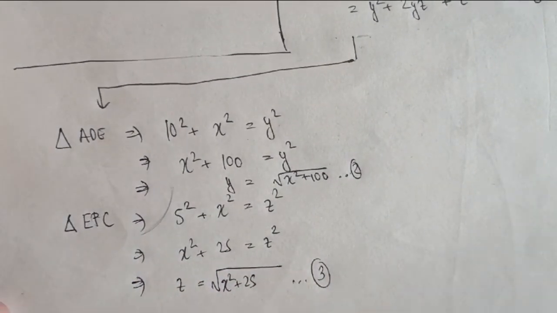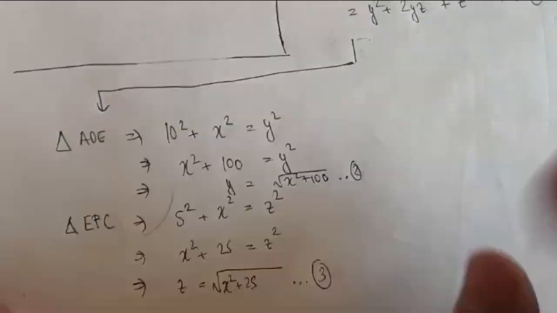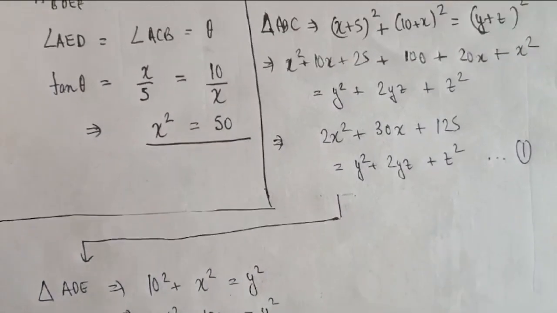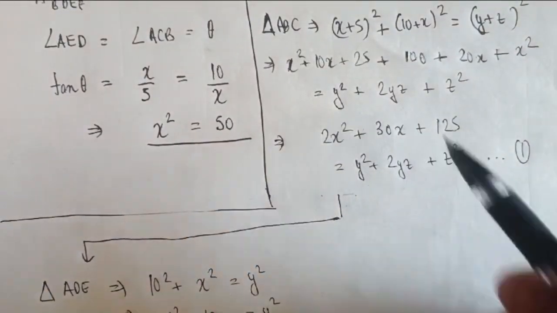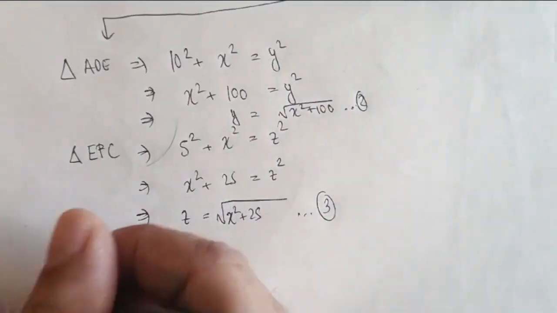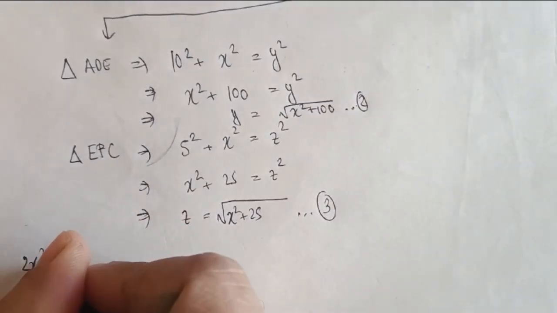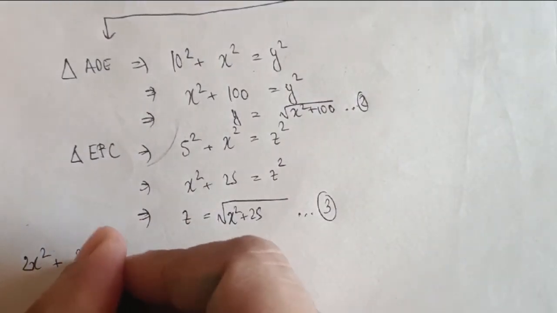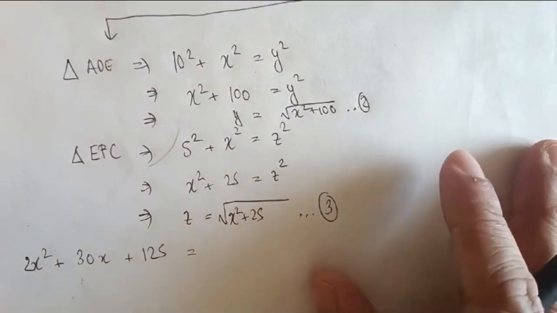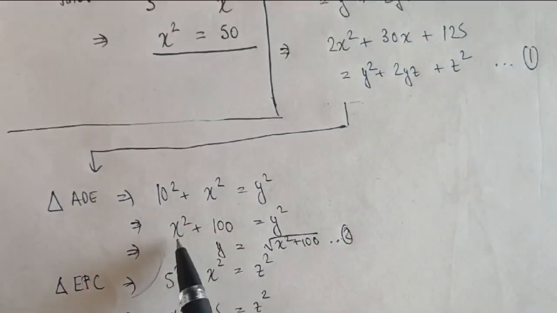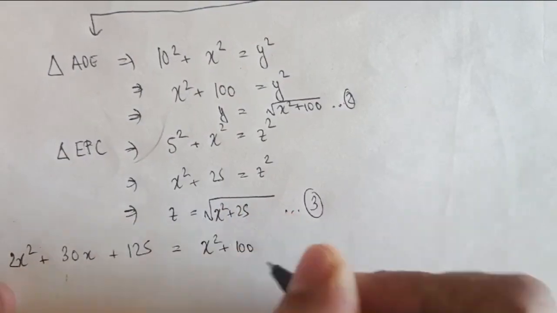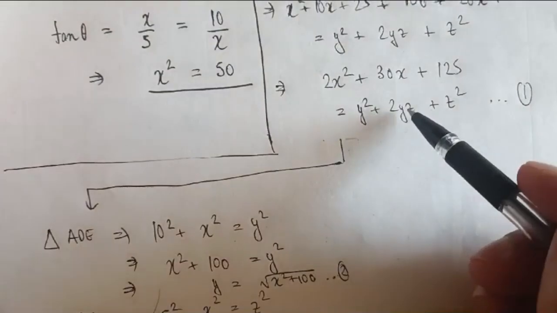Now all we have to do is substitute the values of y and z in our original equation 1. So what do we get? Substituting for y and z here, what we get is 2x squared plus 30x plus 125 is equal to, so y squared we already know is x squared plus 100, is equal to x squared plus 100, right, plus 2yz.